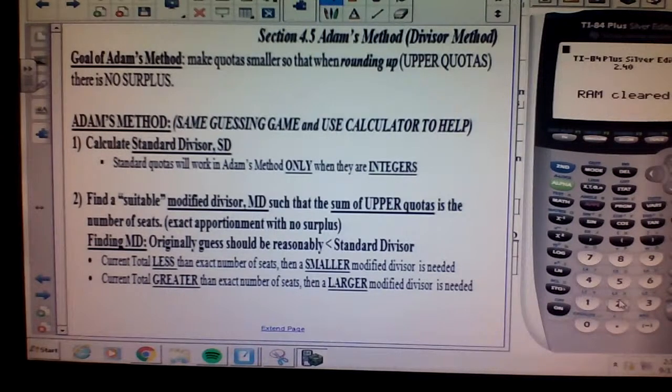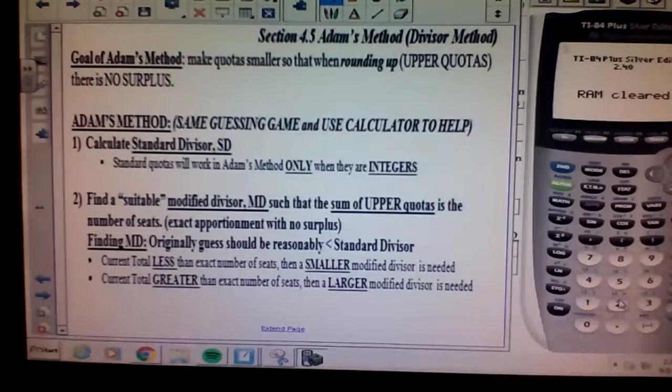Okay, listen. Derek asked the magical question. Jefferson, once we had standard quotas, we went with the lower quota and then we guessed. It's going to be higher quota and then guess. Today, we're going to look at Adams' method.